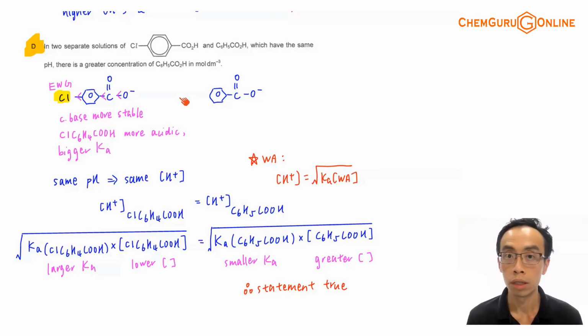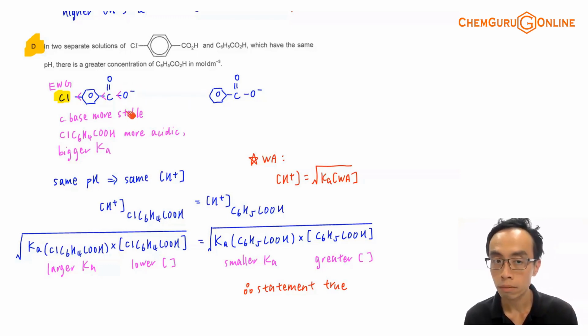Same thing, looking at the stability of the conjugate base. If I have 4-chlorobenzoic acid, the conjugate base is something like this. For benzoic acid, the conjugate base is here. The Cl group is an electron-withdrawing group. It is able to pull electrons from benzene, which in turn will pull electrons away from O-. It will disperse the negative charge on oxygen and help to stabilize the conjugate base. We will expect chlorobenzoic acid to be more acidic, with a bigger Ka value. Correct? So I expect chlorobenzoic acid to have a bigger Ka value than benzoic acid.